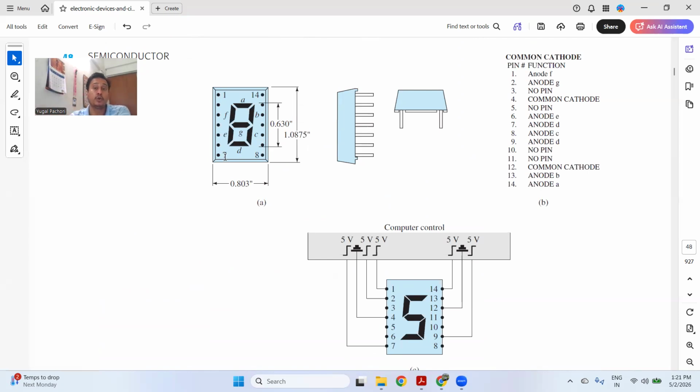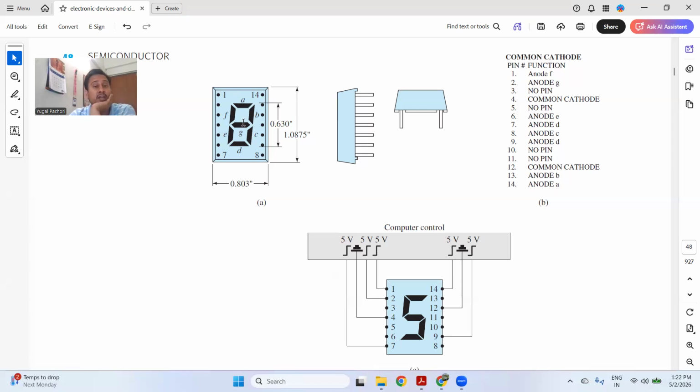So if you want to use it as a 7-segment display, you need to use this particular LED 7-segment display. And if you need to display 5, then you will turn on A, F, G, C, and D, whereas E and B will be off. And if you want to display 8, then you have to turn on all of A, B, C, D, E, F, G. But if you want to display 0, then you will have to switch off the G. If you want to display 1, then you have to turn on B and C, and the rest will be off.